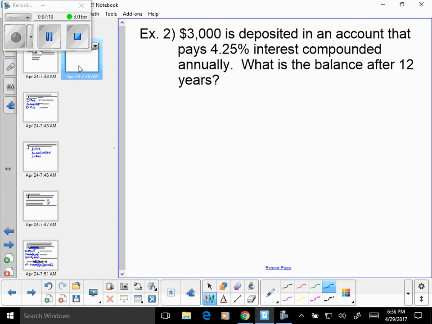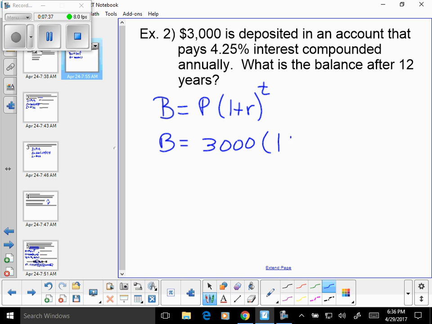All right, let's look at example 2, and rather than have you hit pause, since I kind of screwed up on the last one, I'll go through it with you. Okay, our formula. Balance equals the principal times 1 plus R, that's your rate of interest, raised to the number of years time. All right, our principal here is $3,000. 1 plus, okay, 4.25% is going to be 0.0425, and we're going to raise it to the 12th power.